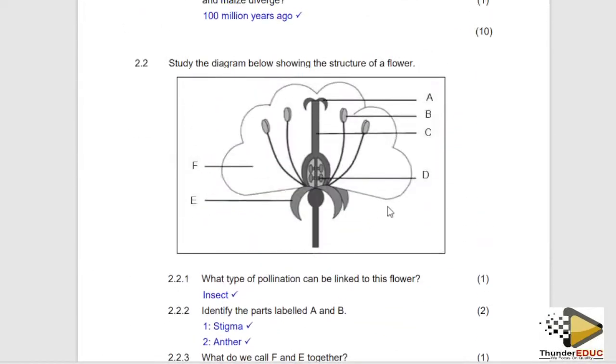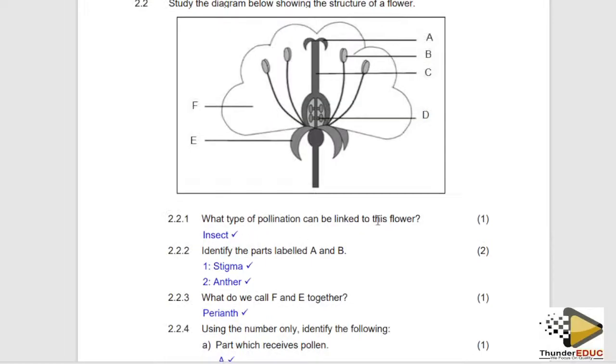So flower, check. What type of pollination is this? They're telling you insect. You know why? As I explained, check this. Anthers are below the stigma. The petals are big. Don't forget the brightly colored petals. If you check the other flower I showed you, it's brightly colored.